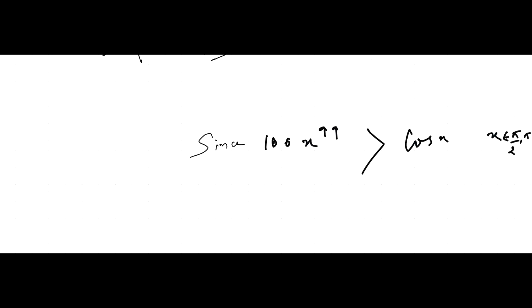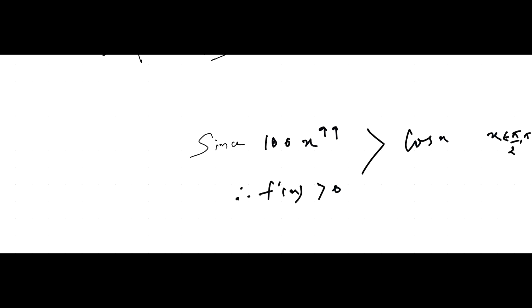Therefore f dash x is bigger than 0, hence it is an increasing function. And we were checking decreasing, right? So till now option 1 and option 2 failed, right? Yes, ma'am. Now option 3.